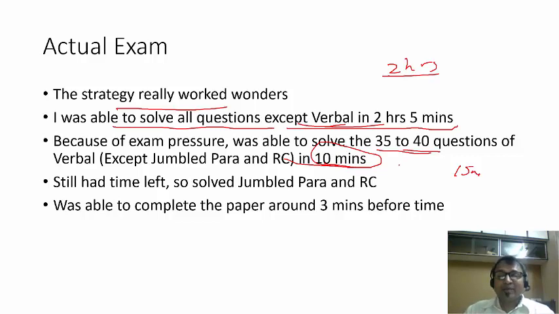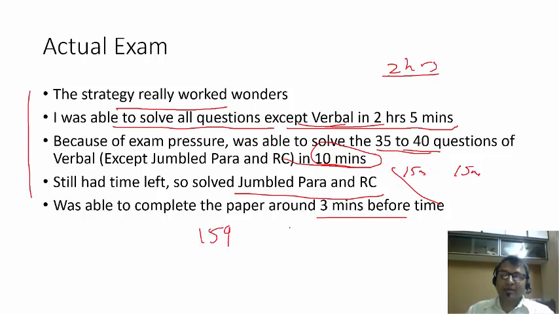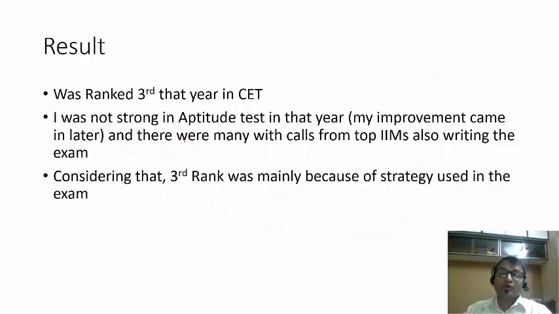So I still had 15 minutes left. I solved jumble para and RC and was able to complete the paper 3 minutes before time. So I had completed the paper as per plan. I scored maybe a 759 in my first attempt. I was around third overall. The result was very good because at that time my aptitude was not very great.